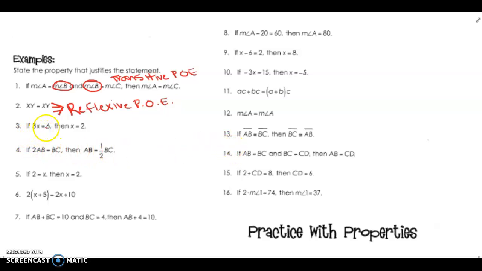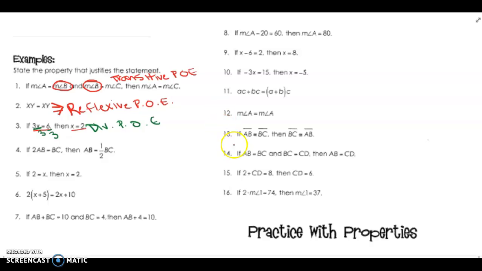Okay, 3, if 3x equals 6, then x equals 2. Well, how would we get from 3x equals 6 to x equals 2? Well, we could divide both sides by 3 to get x equals 2, so this would be the division property of equality.